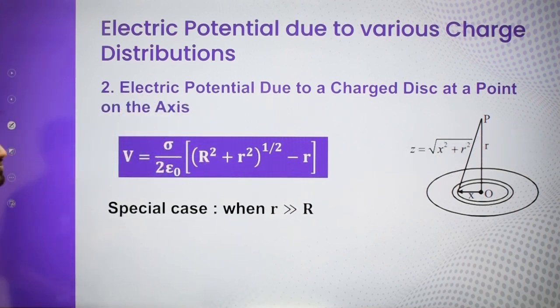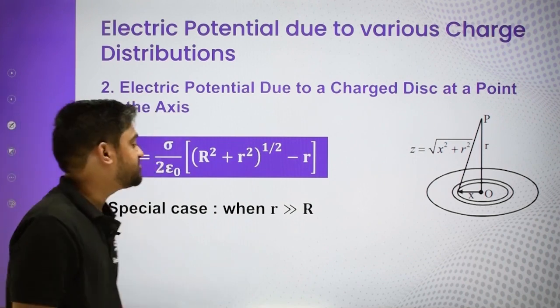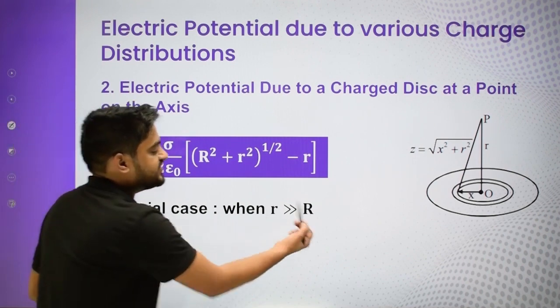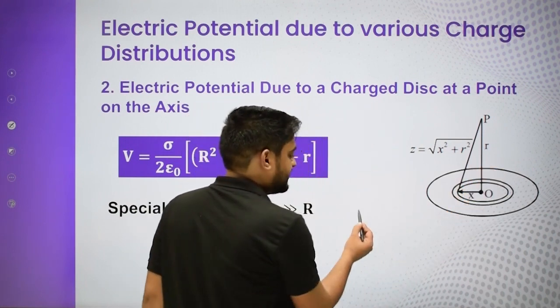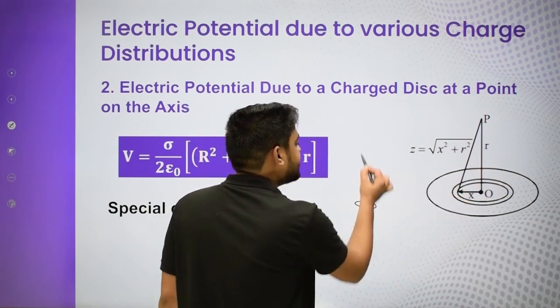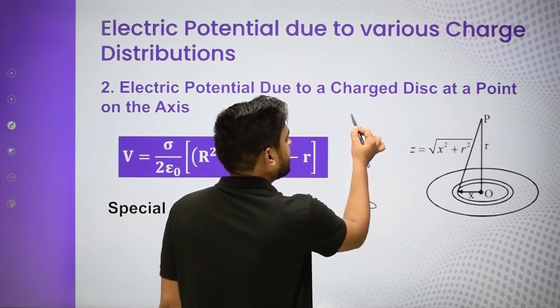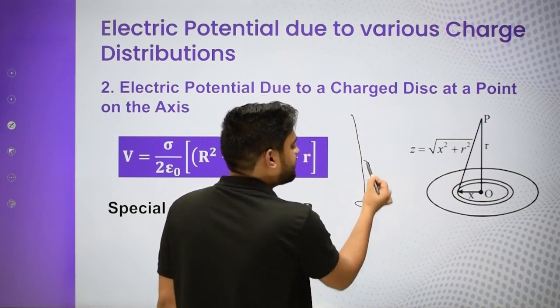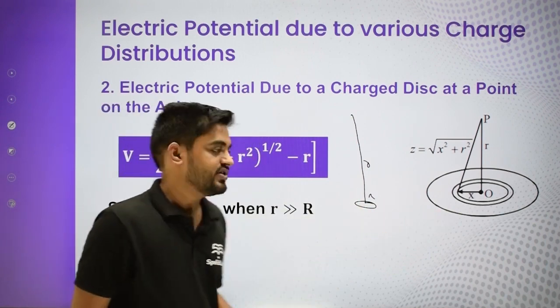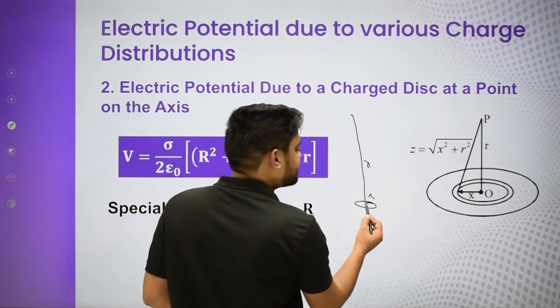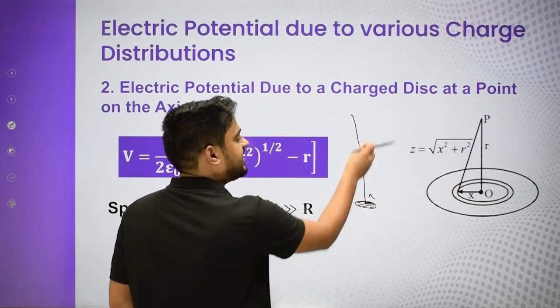So there is a special case. Let us discuss this special case when small r is way bigger than capital R. So if this r is very, very large, then this is my disk, r is way too much, and this capital R is very small when compared to that. So basically I can treat the disk as a point charge. So this will just behave as a point charge, like a point charge kept at r distance.